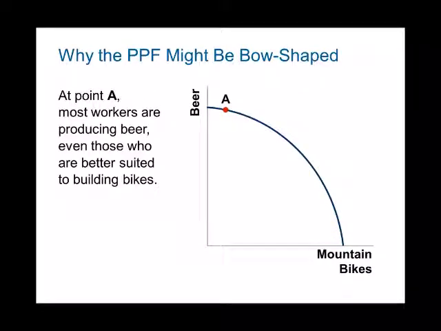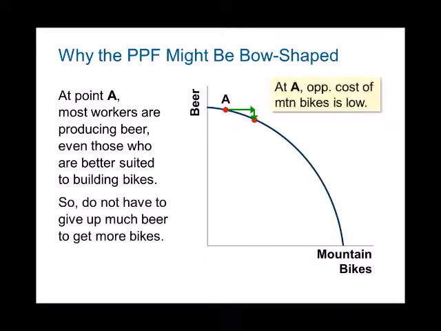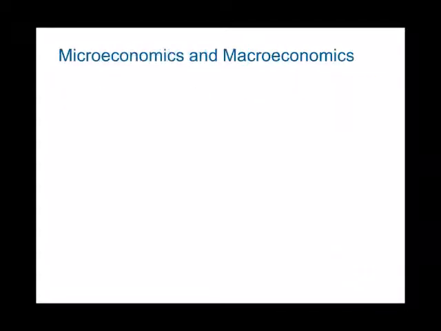So let's say, in other words, how this is happening: at point A, most workers are producing beer, even those that are better suited elsewhere. So if you want to move from A to the other point, let's say B, then you don't have to give up much beer, but you get a lot of mountain bikes.